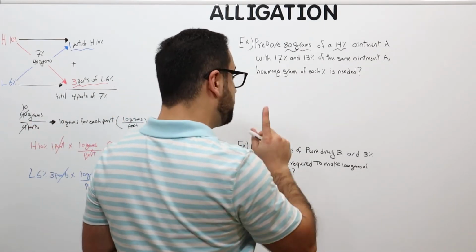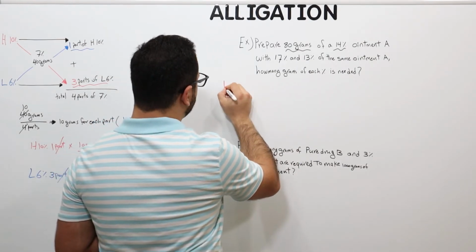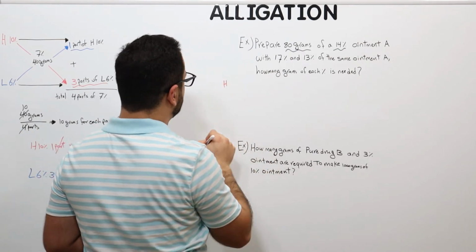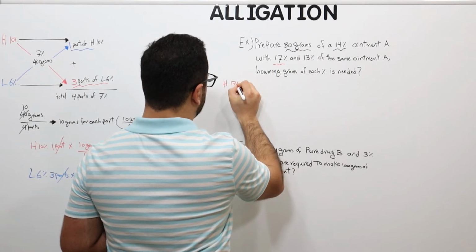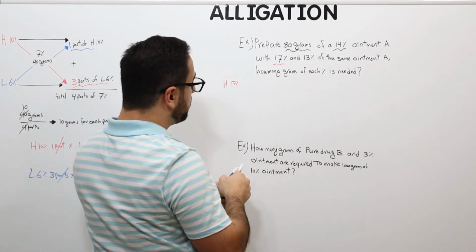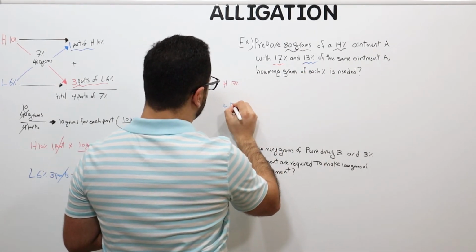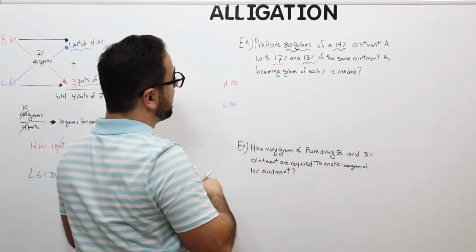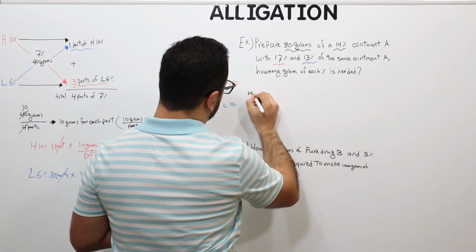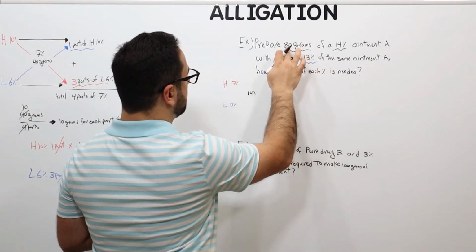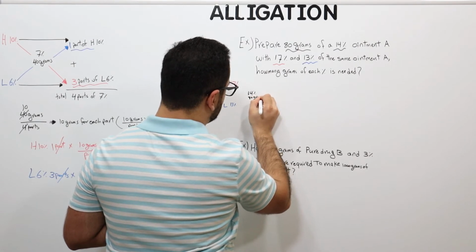So the first step is to place high, low, and the desired. High goes on the top left corner, and for the high we have 17%. For the low, we have 13%. So this is low, and we have 13%, and the desired is 14%. And we're looking to make 80 of this 14%, so we need 80 grams.